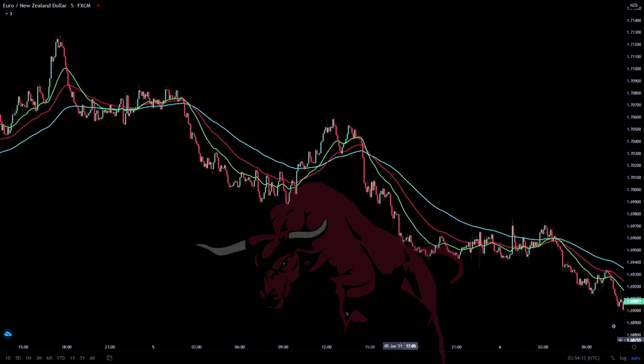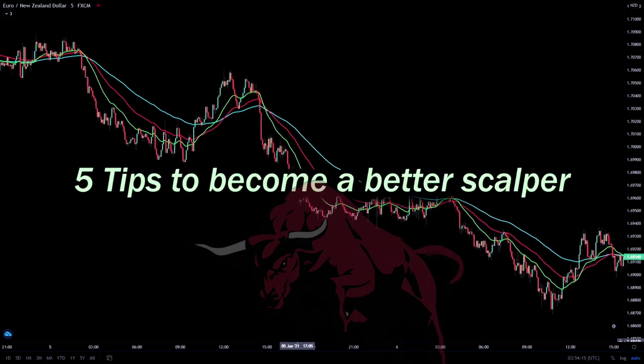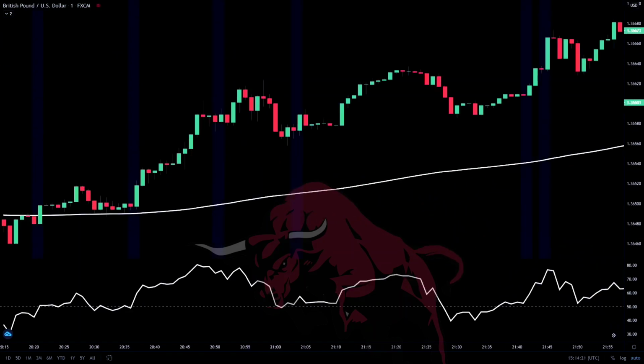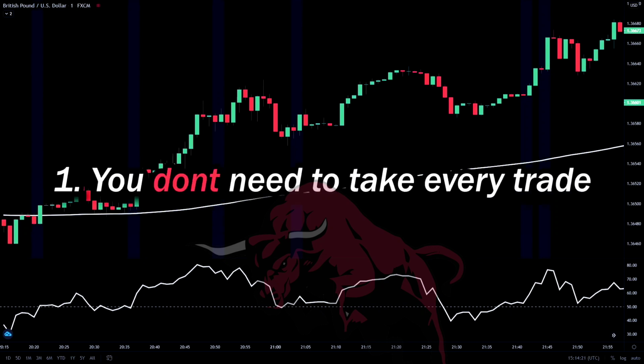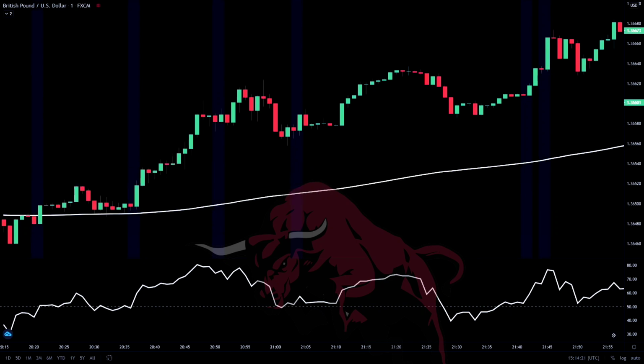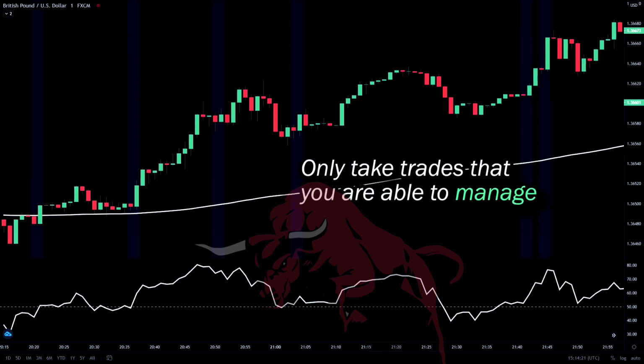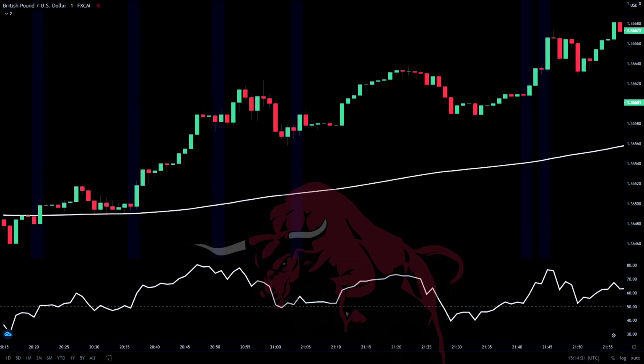Now, I'm going to give you 5 quick tips to make you a better scalper. The first tip is that you don't need to take every trade. When you're scalping, you will find situations where you would receive multiple entry signals. If this happens, you don't need to take all of them.